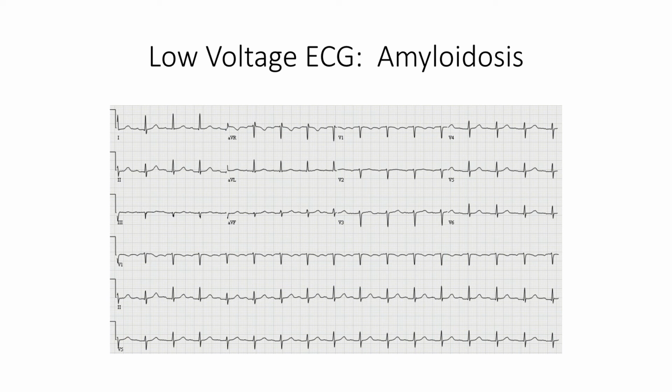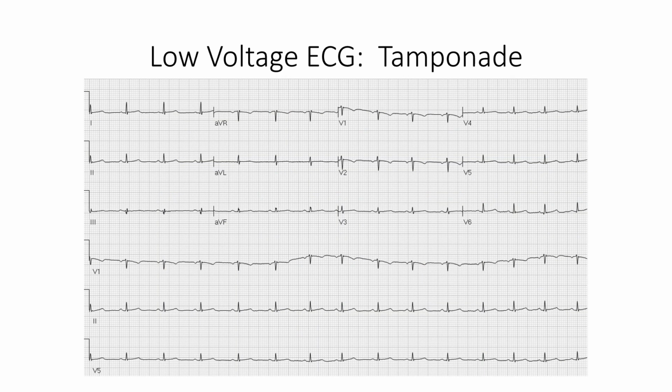The interesting thing is that if you were to take an echo of the heart, you would actually find thickened LV walls. So the combination of thickening of the heart but a low voltage ECG makes an infiltrative disease, such as amyloidosis, the most likely disease here.